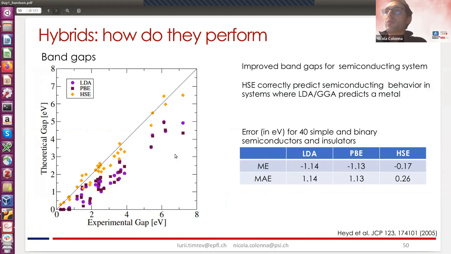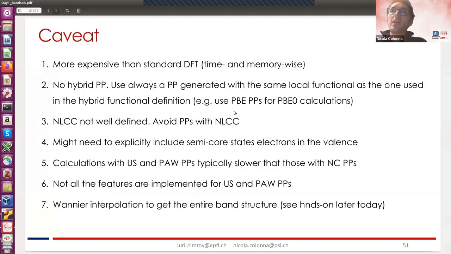HSC is very famous for giving a better estimation of the band gap. Here I just report a result from one of the developers of this hybrid functional scheme. You have an improved band gap, and you see that the HSC result lies on this diagonal line, meaning that they are in very good agreement with experimental band gap, and this is for a very large set of simple and binary semiconductors and insulators. So if you want to have a good prediction of the band gap, maybe you need to go to hybrid functional. But let's just close with some caveats.